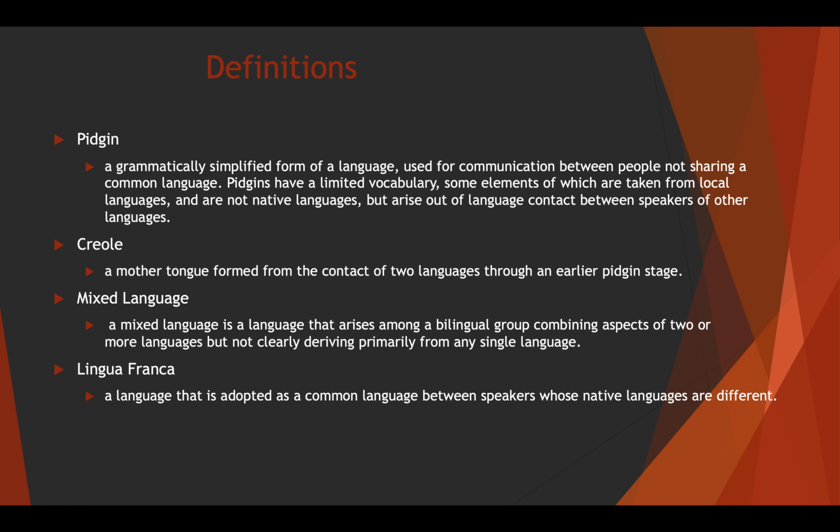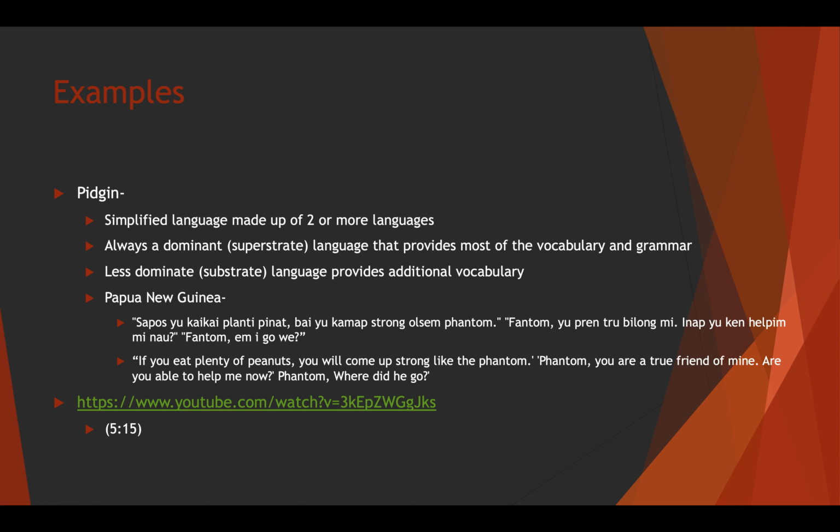And then just for context, a lingua franca is a language that is adopted as a common language between speakers whose native languages are different. So a pidgin is a simplified language, with two or more languages. There's always a dominant, the superstrate language, that provides most of the vocabulary and grammar.